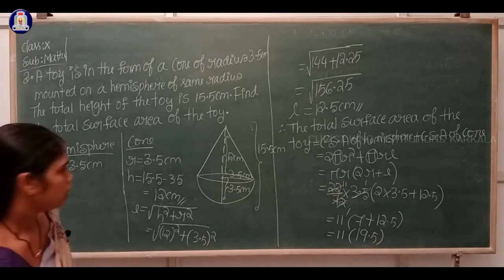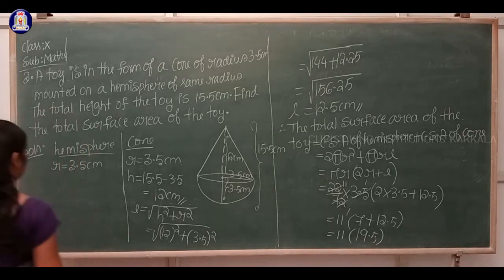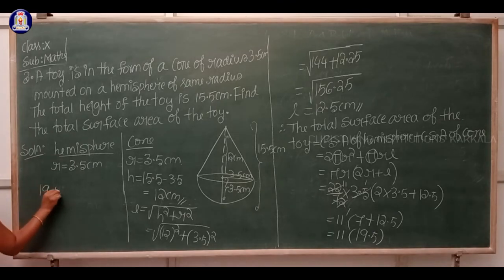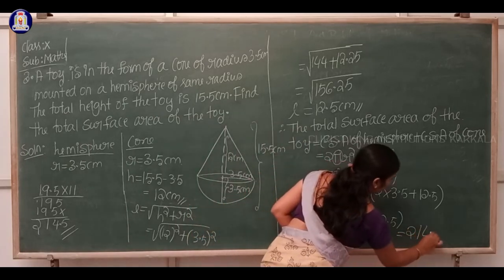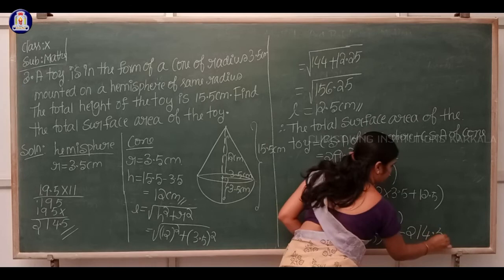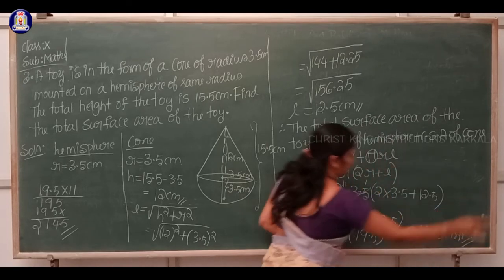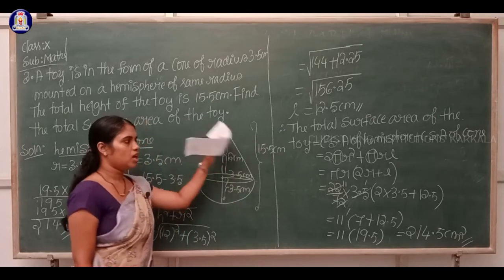Now multiply 11 into 19.5. I'll do it here. 19.5 into 11: 1 5s are 5, 1 9s are 9, 1 1s are 1, once again 5, 9, 1. So 5, 9 plus 5 is 14, 9 plus 1 is 10, 11. So what is the number? 214.5. So what is the answer here? This is equal to 214.5 centimeter square, the total surface area of the toy.